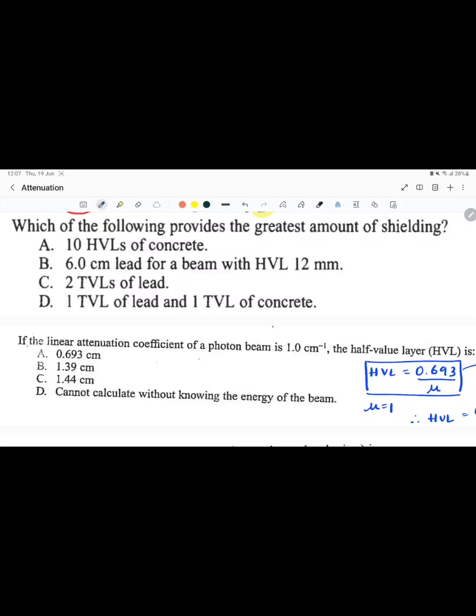So let's start solving a few questions. The first question: which of the following provides the greatest amount of shielding? These are the four options: 10 HVLs of concrete, 6 centimeter of lead with a beam of HVL 12 mm, 2 HVLs of lead, 1 TVL of lead, and 1 TVL of concrete.